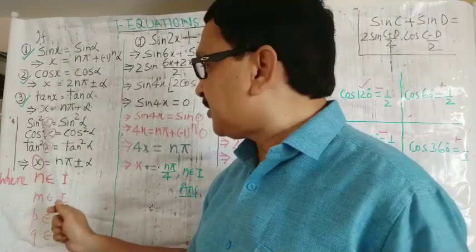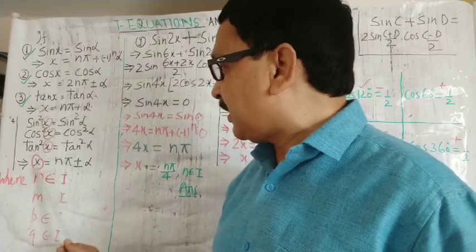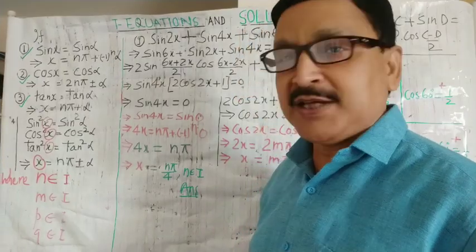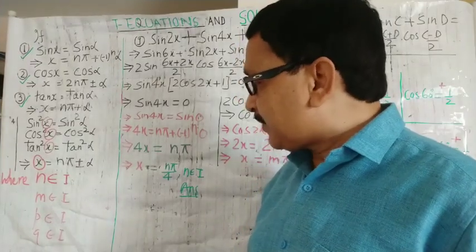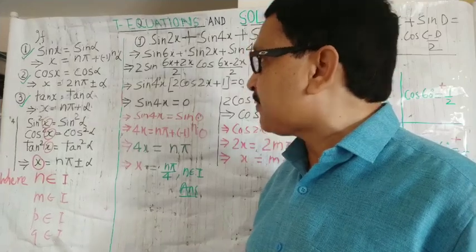If the equations are in the square format, where all are the same, then for all, x is equal to n pi plus minus alpha, where n is a member of integer. If required, we can take m, p, q as members of integer.